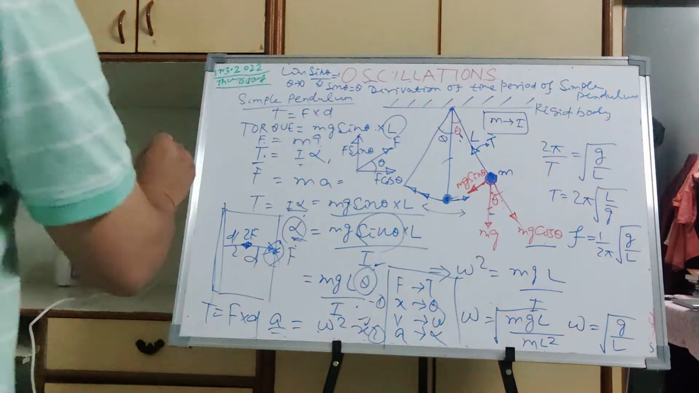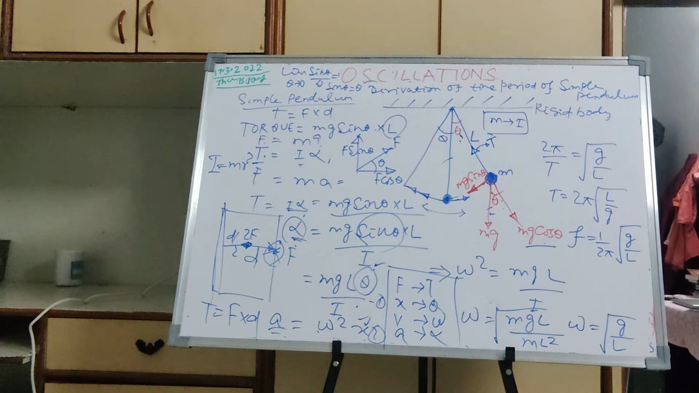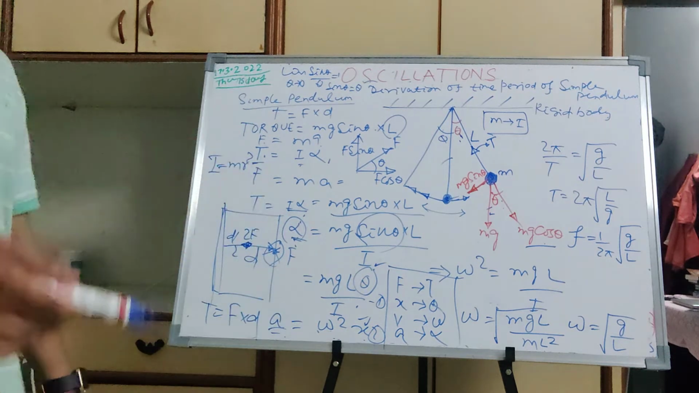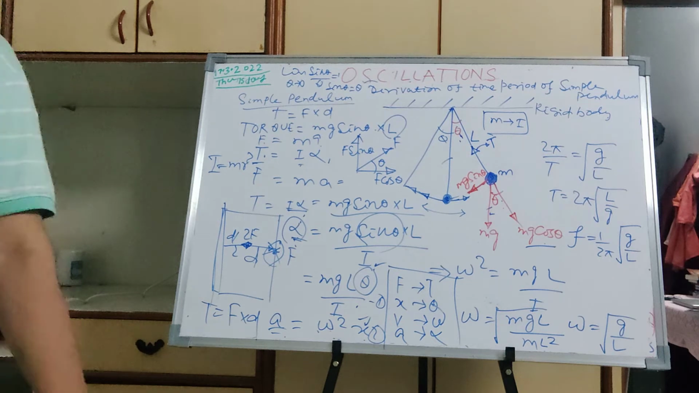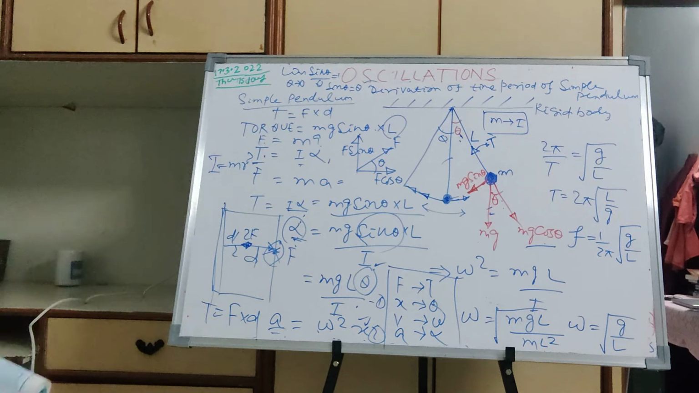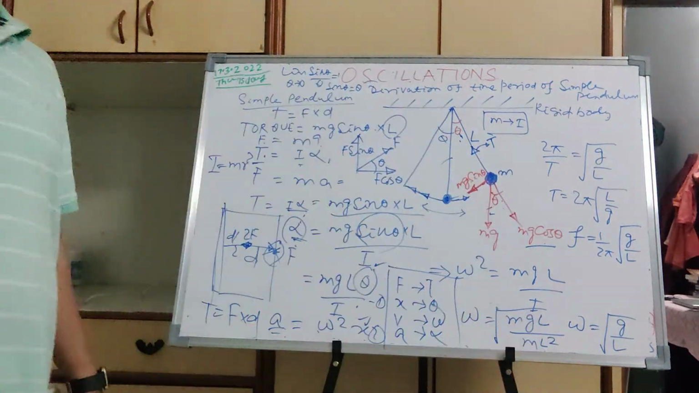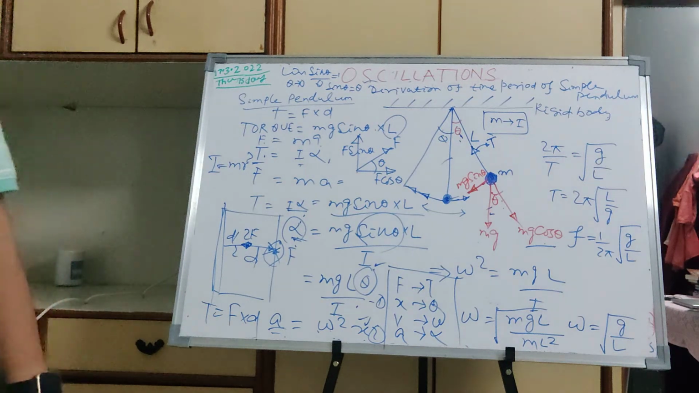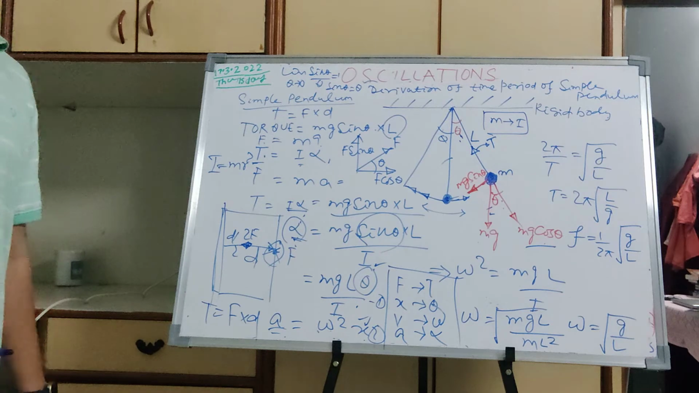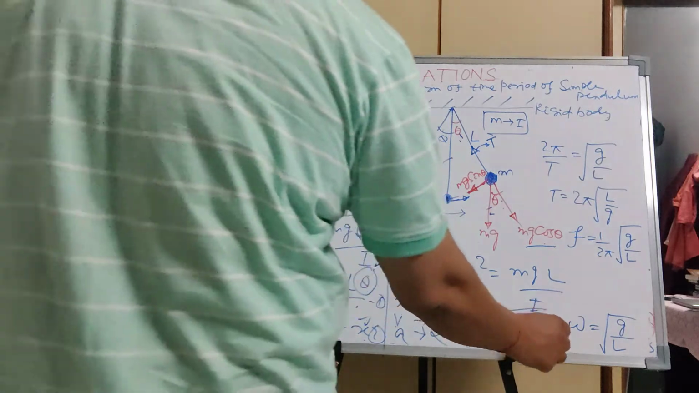And what is I? I is moment of inertia. Normally it is mass into distance square, mr square. Always remember moment of inertia is equal to mr square. Moment of inertia depends on the distribution: the more the distance from the mean position, the more the moment of inertia. In this case, moment of inertia is equal to ml square. So L plays a role there. Mass into distance square is moment of inertia, so you replace I with ml square here.